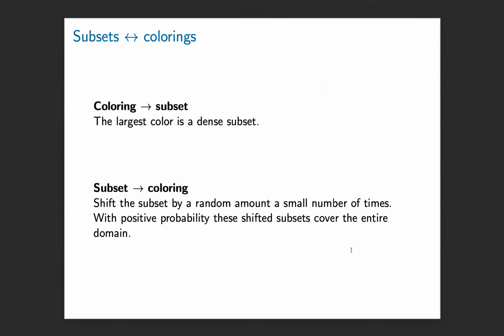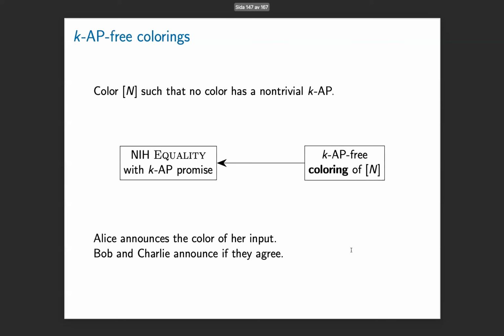Going from a subset to a coloring, we just take the subset and apply a random set of shifts to it, and with non-zero probability, these shifts will have covered the entire domain. And so we can just color each point by choosing some ordering on our shifts, and it's the first shift that hits that point. Okay.